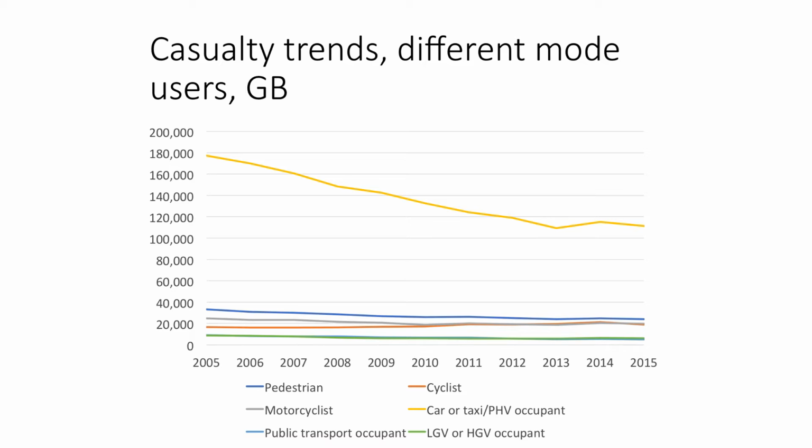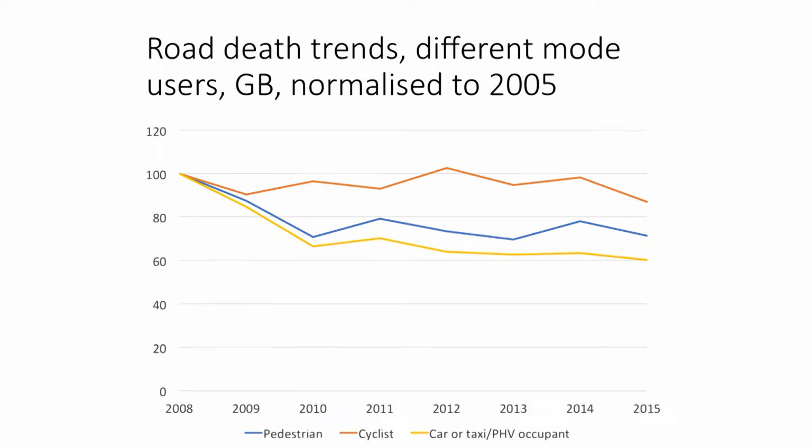So my next graph is again for Britain. But here I've got deaths, and here I've normalised it to 2005. So basically, here you've got car and taxi users, here you've got pedestrians, and here you've got cyclists. And the number of deaths for all of them is normalised at 100 for 2005. Obviously, the numbers are quite different. So here you can see a trend for car deaths going down, pedestrian deaths going down a bit, and cyclist deaths actually pretty stable.